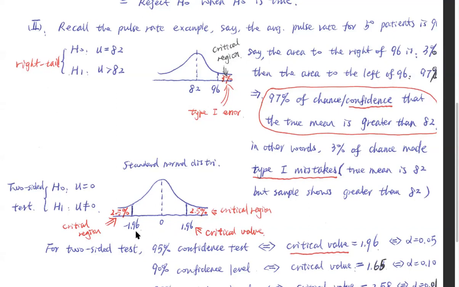This 1.96, what do we call that value? We call this the critical value. So you have positive 1.96 and negative 1.96, both of which we call critical values. Now, what do we call this region here, like this 2.5% here, and also this region here? What do we call them, right? We call them the critical region.